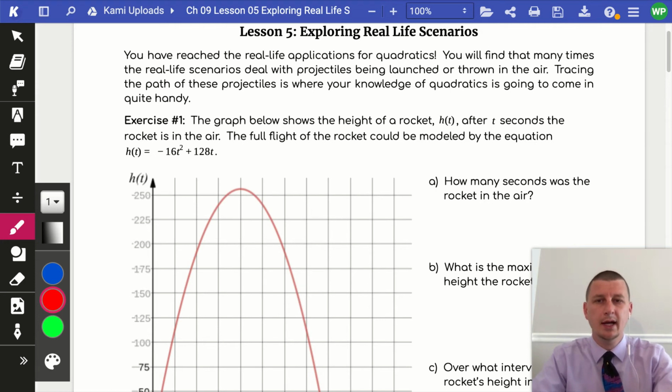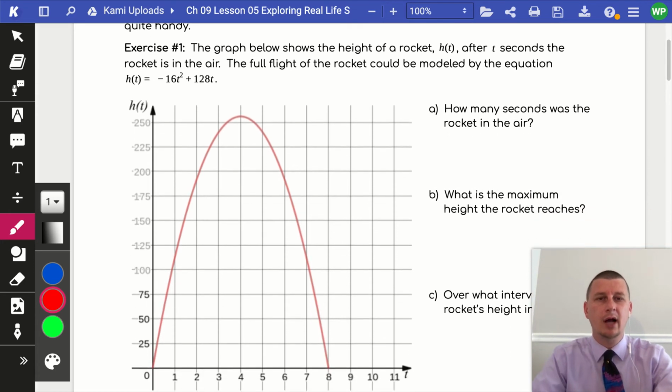Exercise number 1 says the graph below shows the height of a rocket h of t after t seconds the rocket is in the air. The full flight of the rocket could be modeled by the equation h of t is equal to negative 16t squared plus 128t. How many seconds was the rocket in the air is our first question.